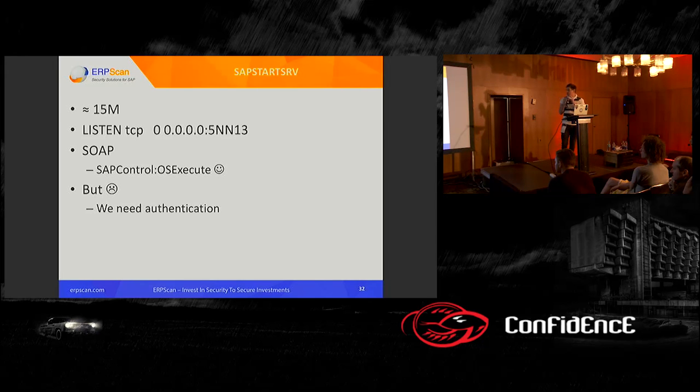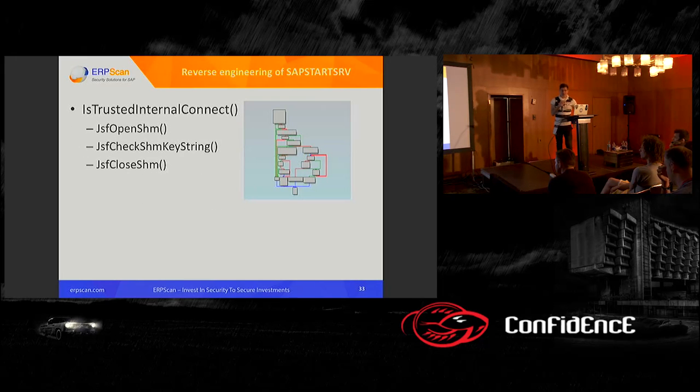By the way, we chose SAP Start SRV because the binary file size is around 50 megabytes. It listens on HTTP port 50013, which can be accessed through the browser, for example. And also, as I said, SAP Management Console has a lot of interesting SOAP methods, and one of them is the OSExecute method, which allows us to execute operating system level commands. But we should solve one problem. We should bypass authentication. So let's try to do it.